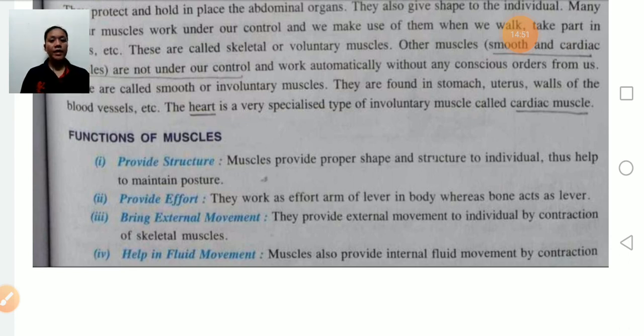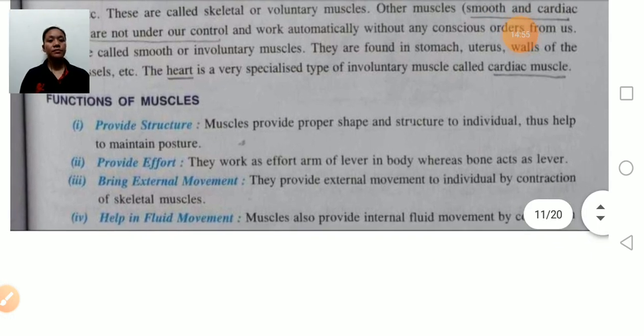Provide effort. They work as effort arms of levers in the body, whereas bones act as levers. Muscles help the levers. Bring external movement. Muscles help to provide external movement to the individual by contraction of skeletal muscles. With the help of muscular contraction, it provides external movement to the body.